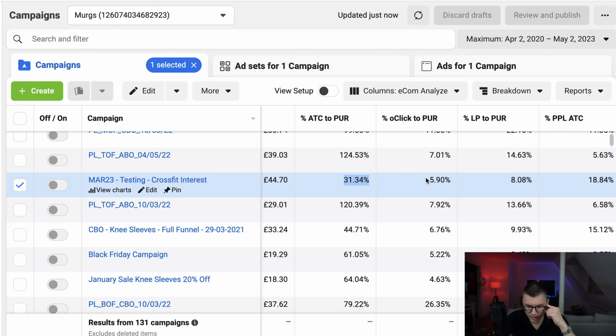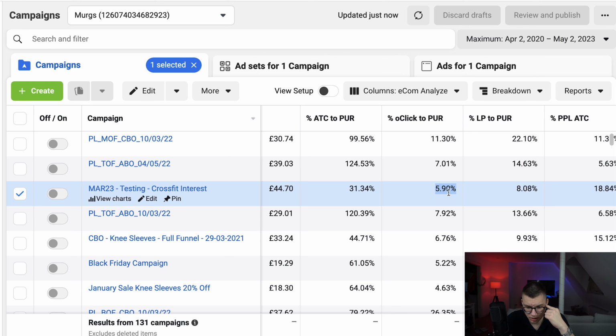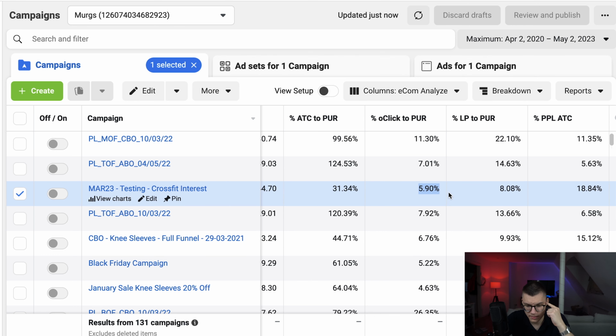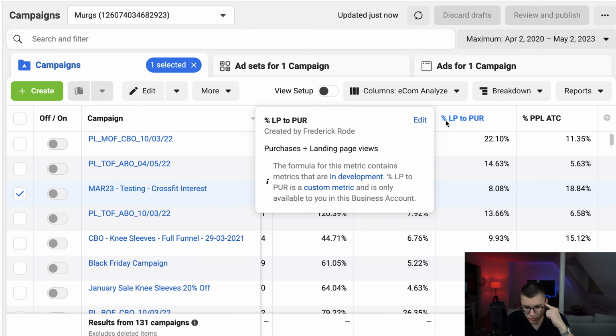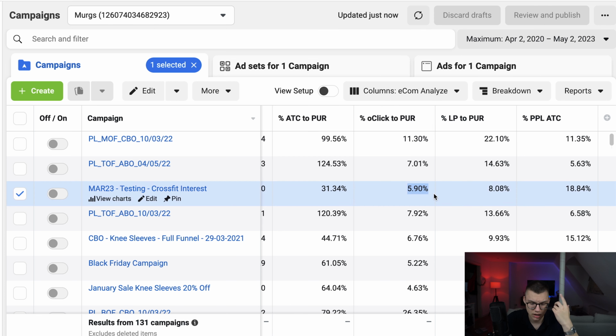Then I have essentially my conversion rate, which is people who really clicked and left Facebook, and how much of these converted. Obviously, the higher the better. And then I have percent LP to purchase. So how many people who loaded the landing page, how many of those purchased? Obviously, the higher the better.